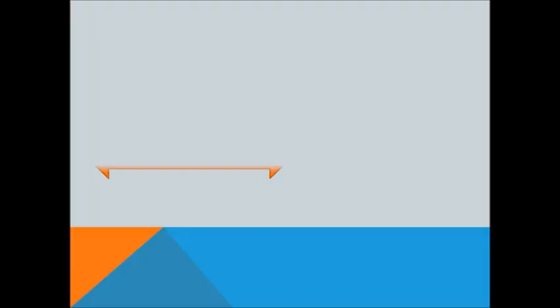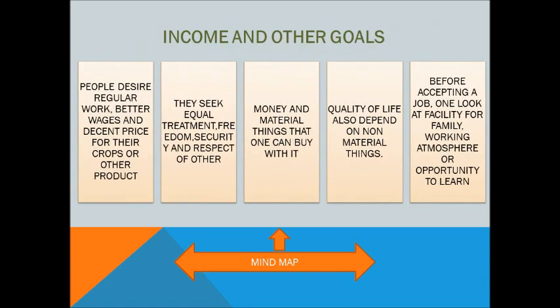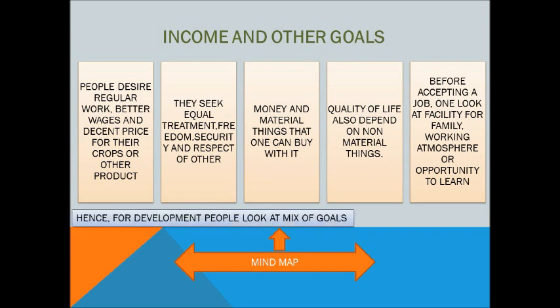Here is a mind map on income and other goals. Here are a few aspects. First, people desire regular work, better wages and a decent price for their crops or other products. Second, they seek equal treatment, freedom, security and respect of others. Third, money and material things that one can buy with it. Fourth, quality of life also depends on non-material things. Fifth, before accepting a job, one looks at facilities for family, working atmosphere or opportunity to learn. Hence, for development, people look at a mix of goals.